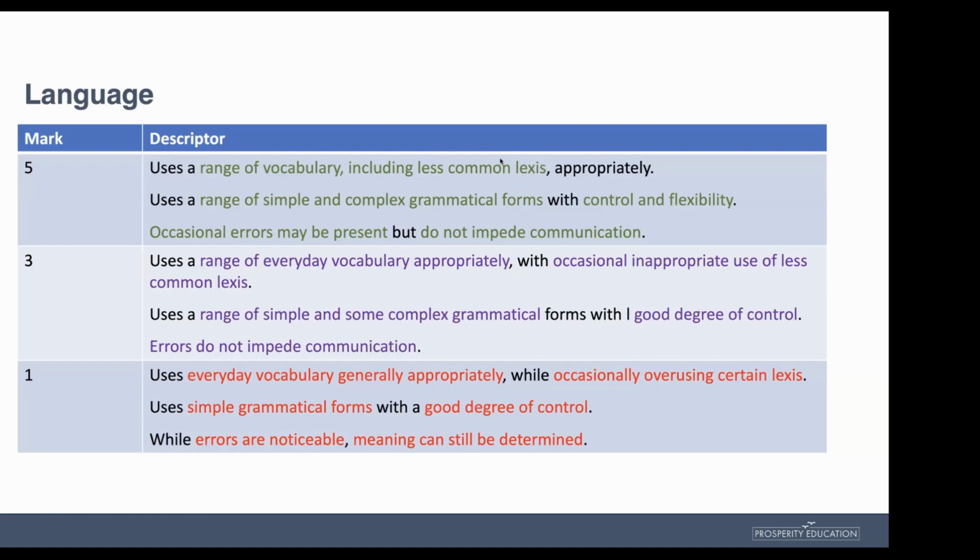Now, sometimes it's not quite clear what impeding communication means. If we take an example of spelling, if a student spells a word incorrectly and it doesn't spell another word, then maybe they're not impeding communication. If it spells another word, then that might be confusing.